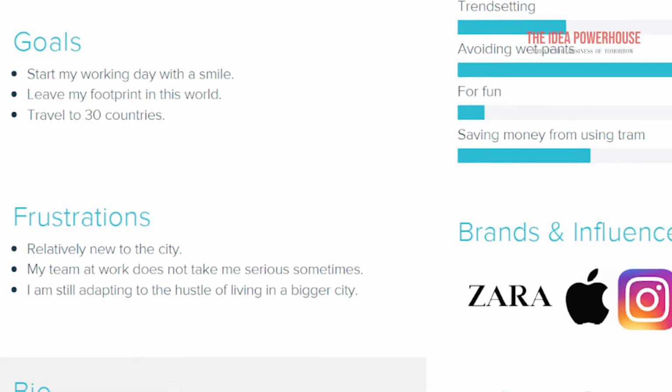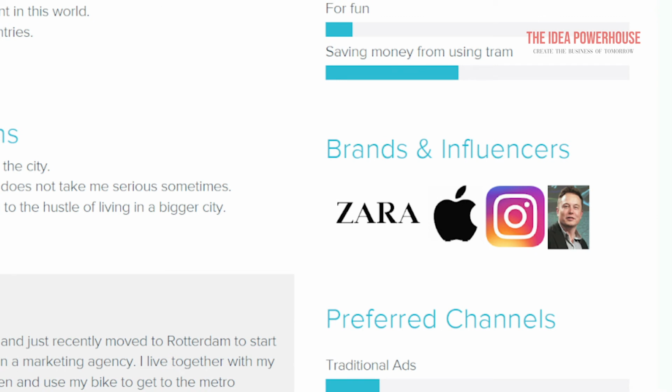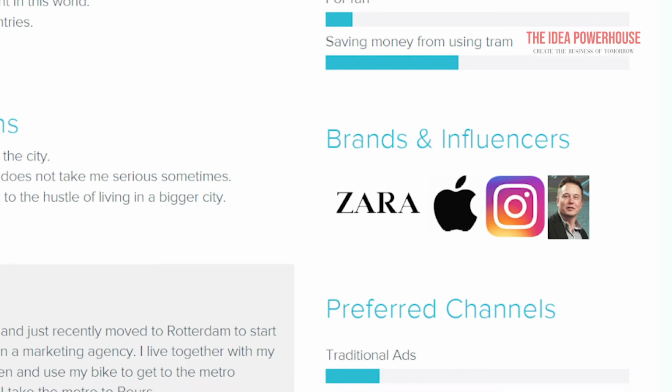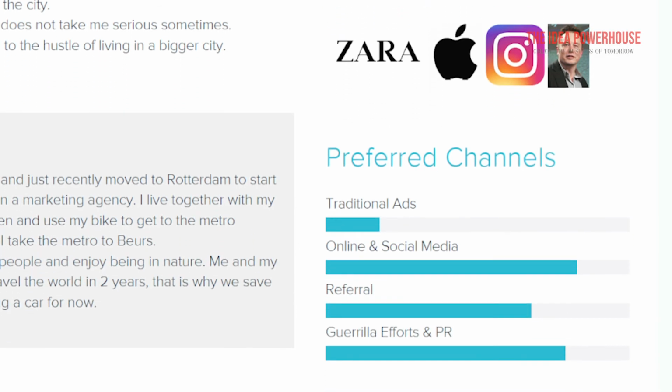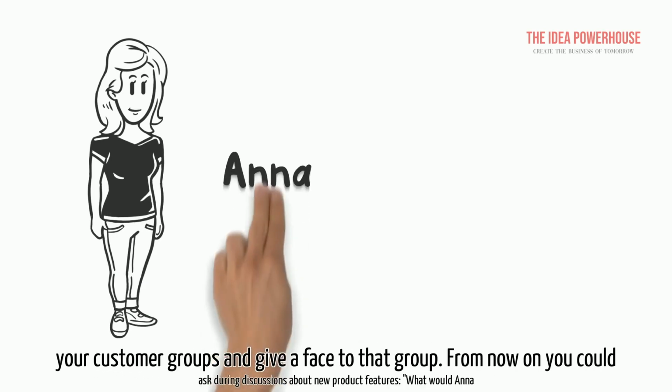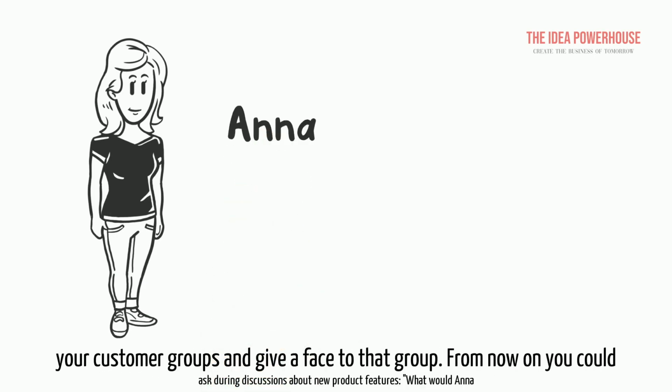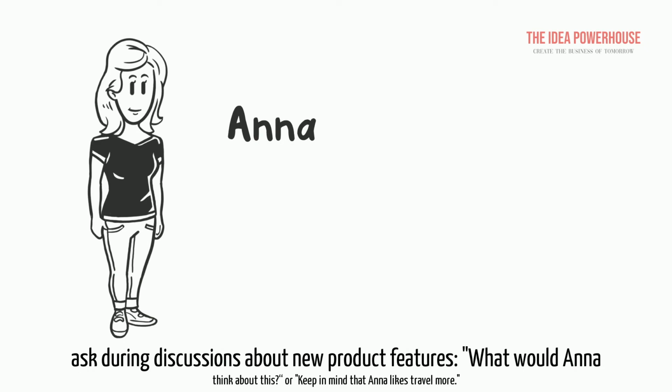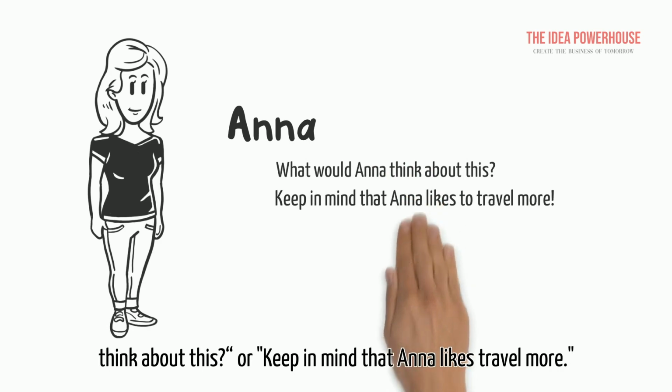You can tell a lot about a person based on which brands they like, and what kind of people influence their decisions. You can also look at those brands' marketing strategies to see if their tactics might apply to you as well. Personas are used to identify needs and problems of users that represent your customer groups and give a face to that group. From now on, you could ask during discussions about new product features, "What would Anna think about this?" Or, "Keep in mind that Anna likes travel more."